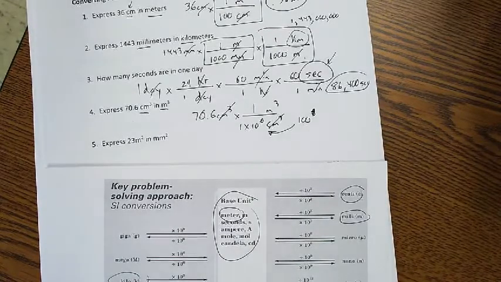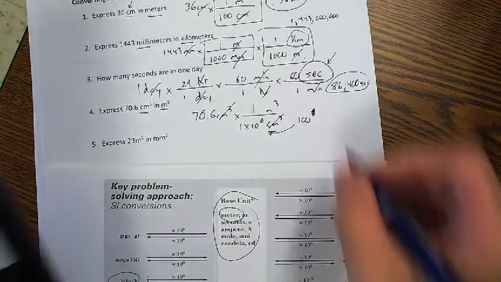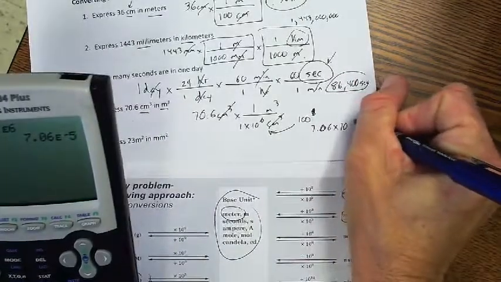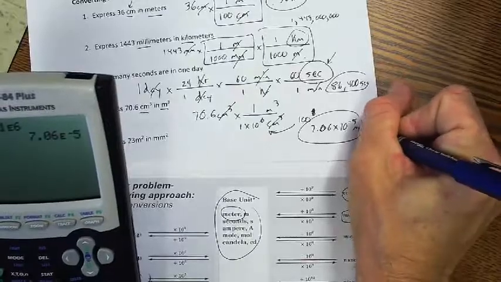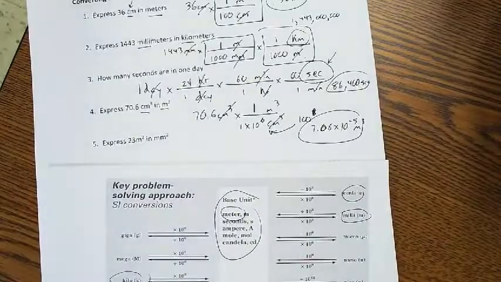So it'd be 70.6 divided by 1 times 10 to the 6th. So 70.6 divided by 1 E 6 is 7.06 times 10 to the negative 5th there, and that would be meters cubed.